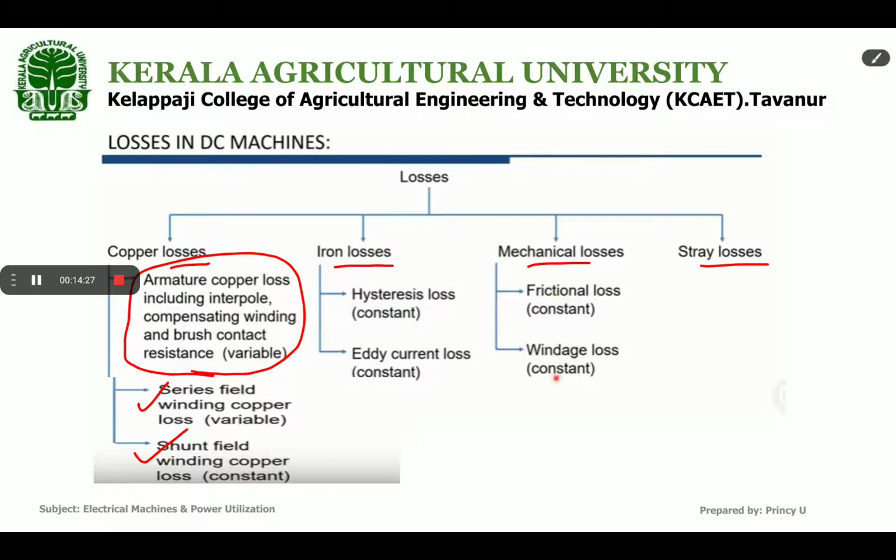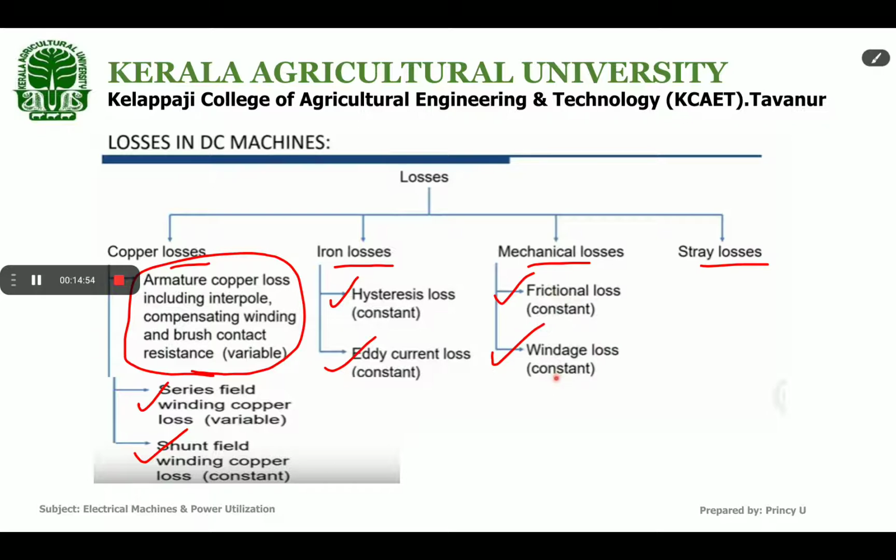Next one is iron loss, which is present in the core of the DC machine. These are mainly hysteresis loss and eddy current loss, and we consider this as a constant loss. Iron losses are constant. Next one is mechanical losses. This is due to the rotational part in the DC machine, and these are mainly classified as frictional loss and windage losses, and these losses are constant.